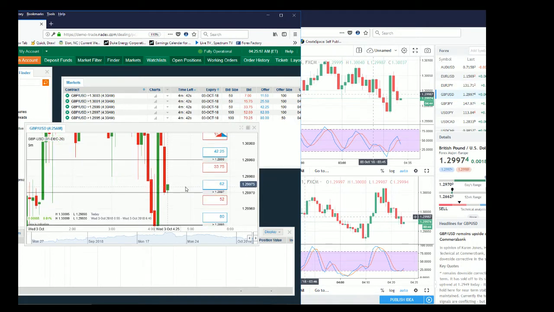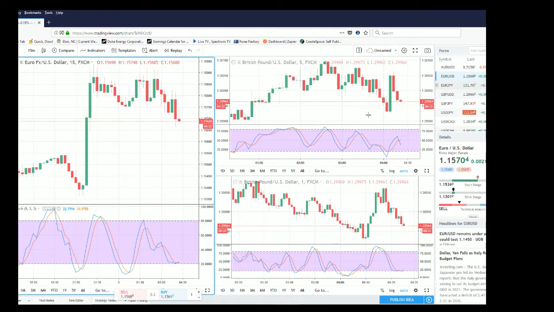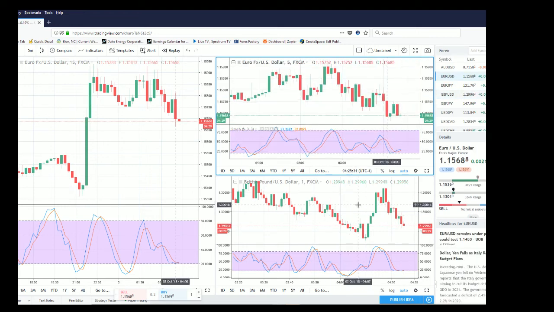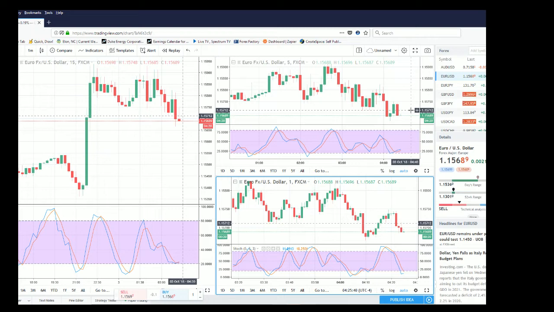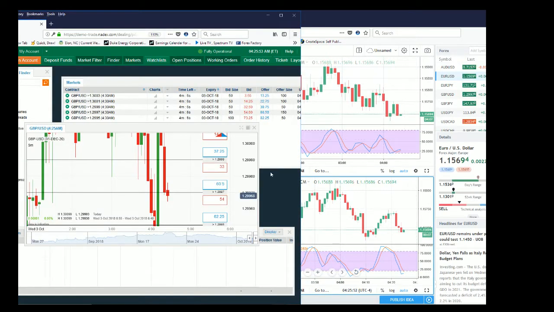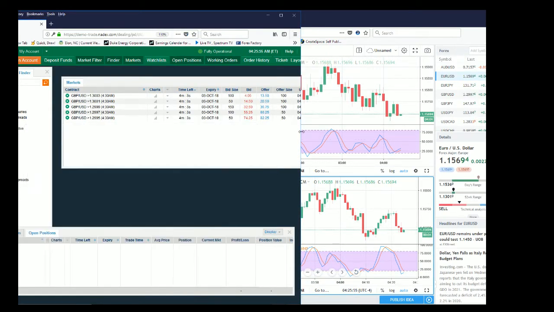Try to get this expanded back out. Now we have a market report in about 5 minutes. So I want to go see what the euro dollar is doing. Let me get the Nadex back up. Let's go over to the euro.